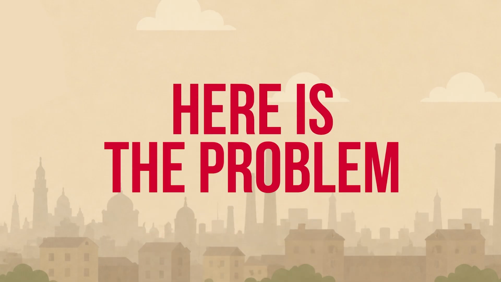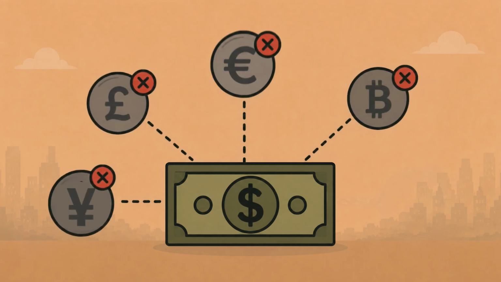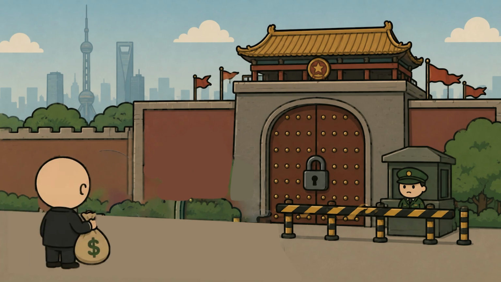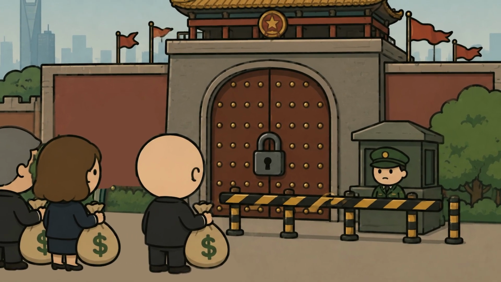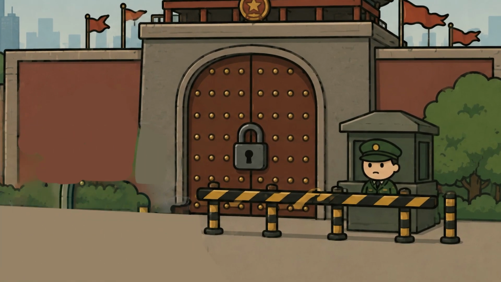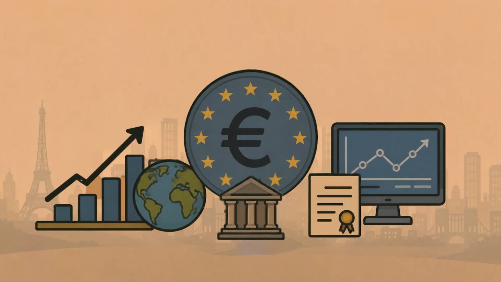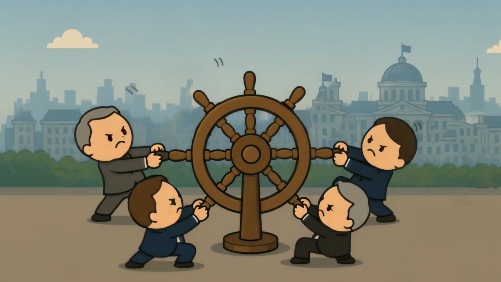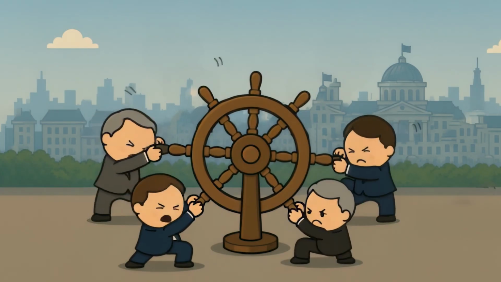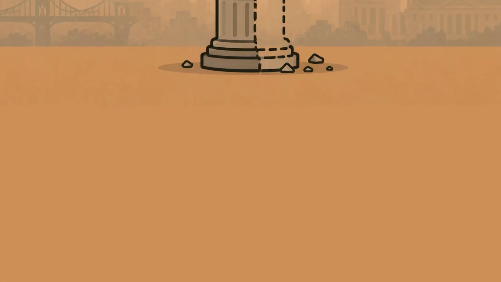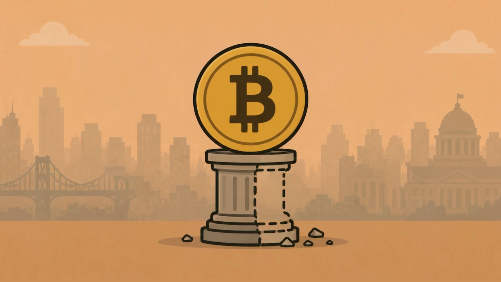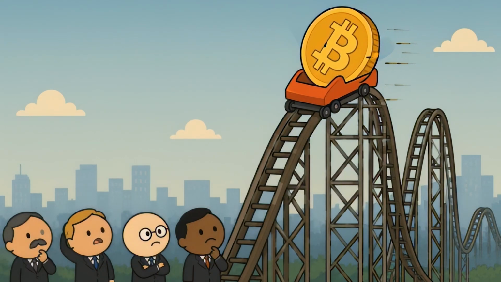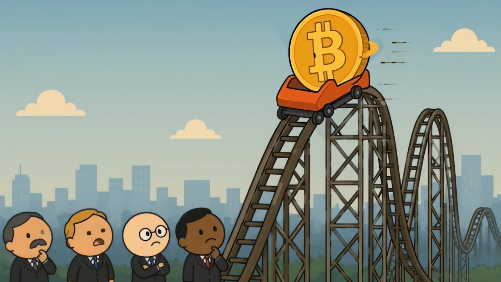But here's the problem. Every alternative seems to be missing something. China has economic scale, but many investors still worry about capital controls and government intervention. The euro has strong financial markets, but Europe doesn't always act as a single political power. And Bitcoin? Well, it's difficult to become the foundation of global finance when your price can look like a roller coaster designed by a caffeinated engineer.